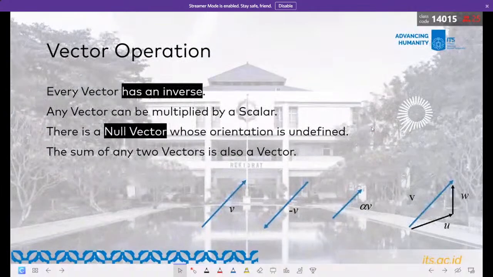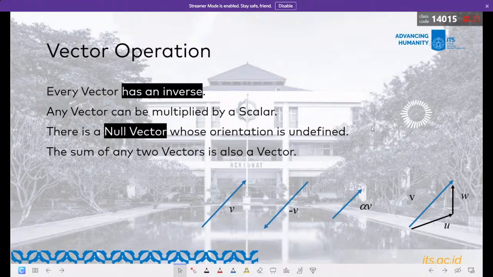Okay, before I move to the vector space, maybe I need you to explain this as well. In physics, the representation of a vector is usually using an arrow, just like the one that we have just learned now.